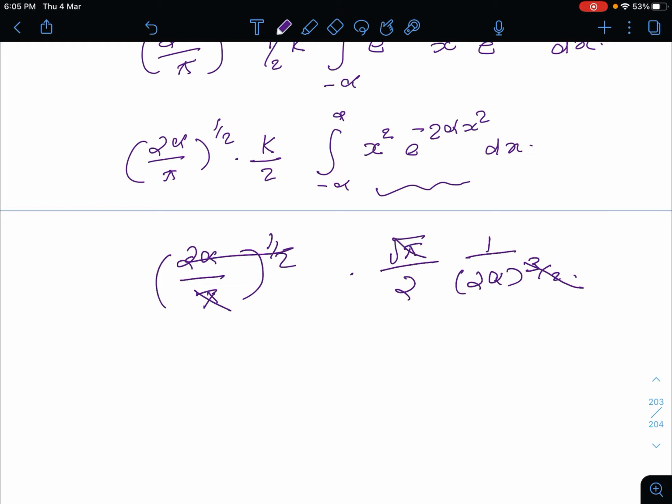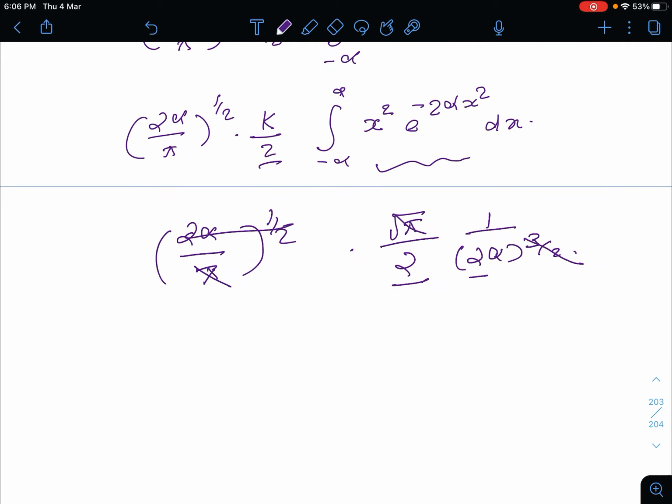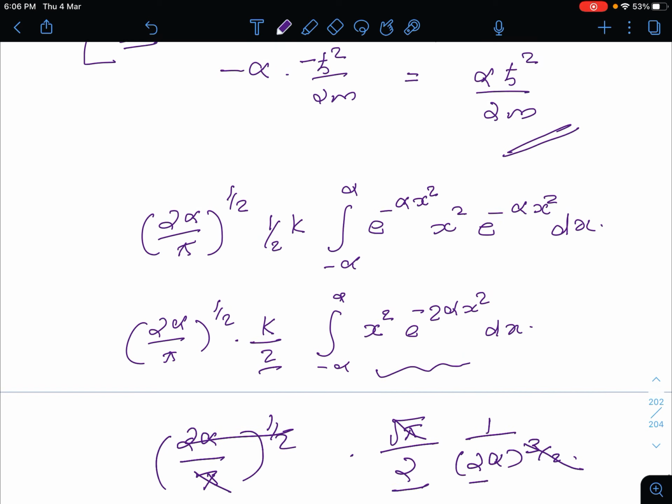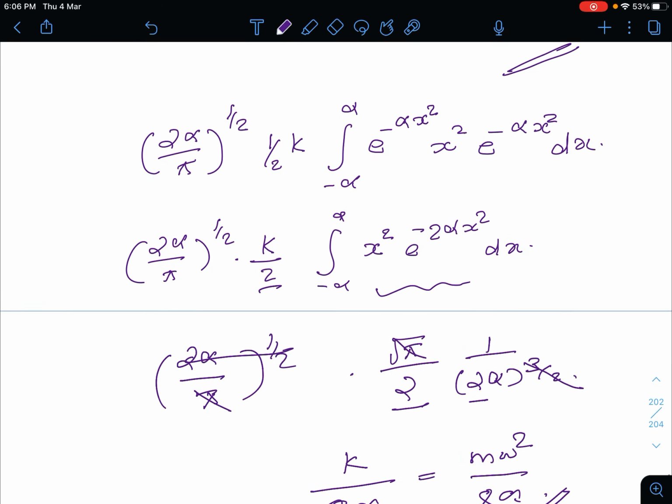Then what? You have a 2 here, you have a 2 here, you have another 2 here. So that becomes k by 8 alpha. That k is simply m omega square by 8 alpha. Clear? So we got the 2. Okay, this is correct? Yeah.